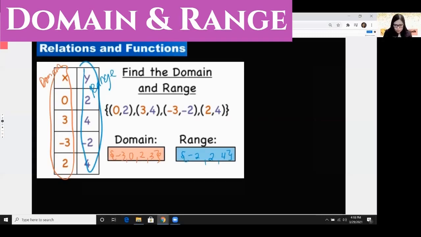So for this one, for every x value, there is only one value. There is a corresponding value for the range. So this will be considered as a function. We will give more examples on the next slide.